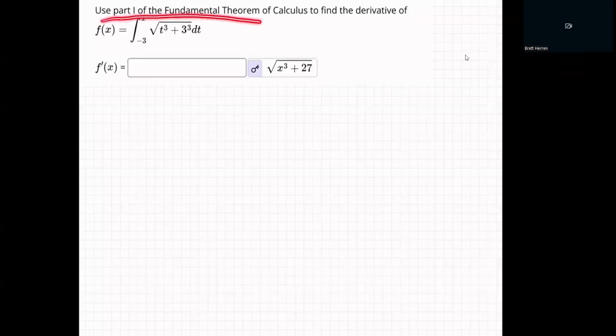Use part one of the fundamental theorem of calculus to find the derivative of that function. See how it has f prime there? So what's that? Well, the fundamental theorem of calculus says this.